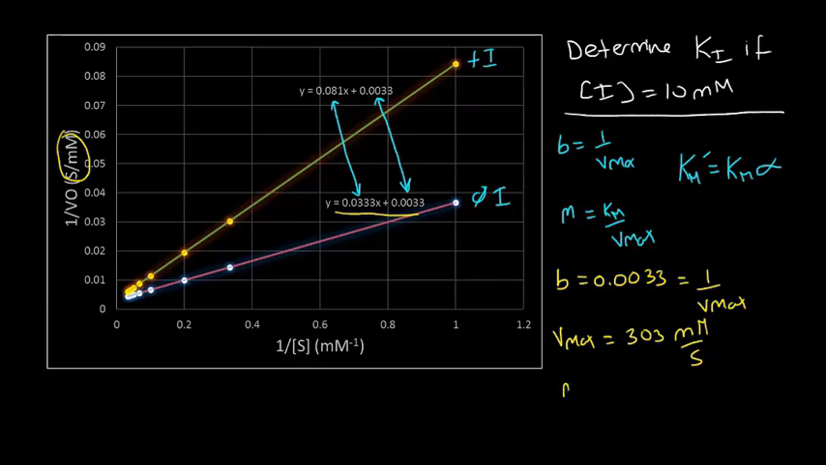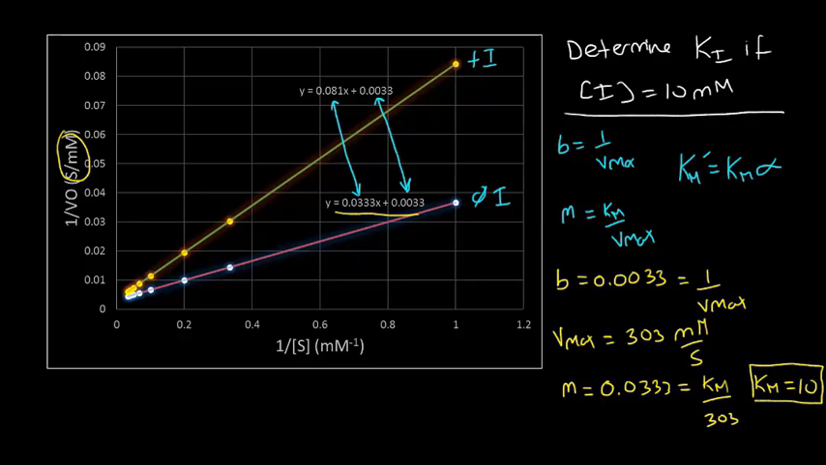Okay, so the slope is equal to 0.0333, and this equals Km divided by my Vmax value. And my Vmax was 303, so I end up seeing that my Km is equal to 10. Okay, so Km here is equal to 10.